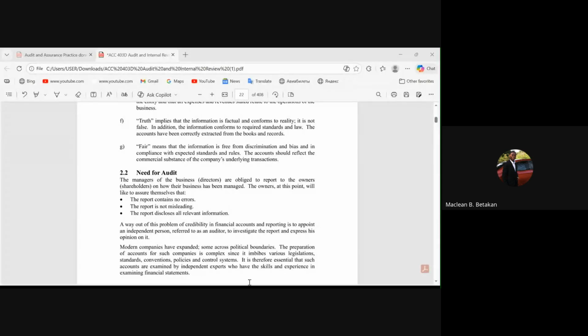Then the last one is, we talk about economic substance and legal form. So if the information reflects economic substance and not legal form, then we say the information is fair. Have you heard of those words before? Economic substance and legal form. Have you heard of it before? No, sir.